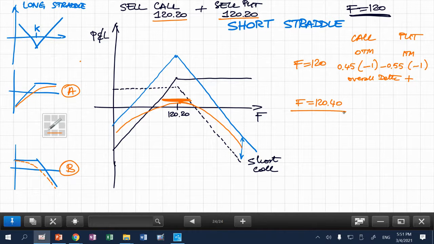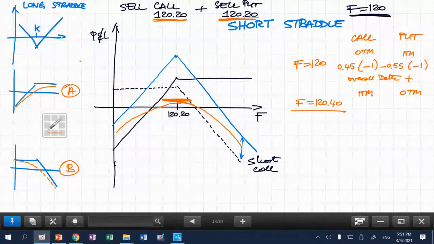The future trades 120.40, and you can either buy or sell at 120.20. It would be a good price to buy. So the one in the money would be the call option. You would have the call option in the money, the put out, and you have something just slightly inverted.